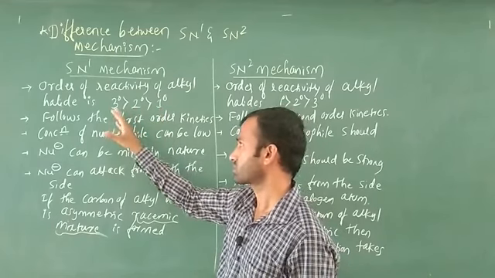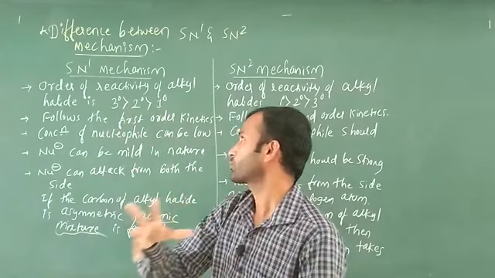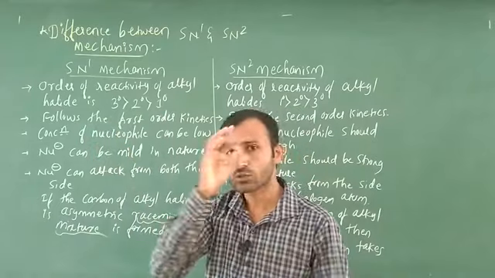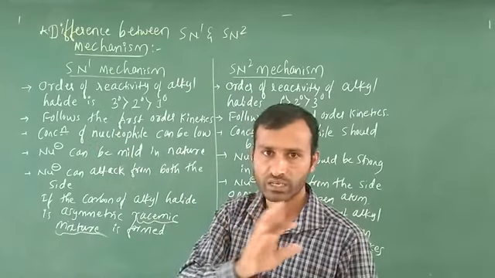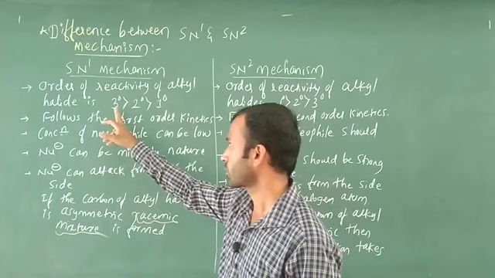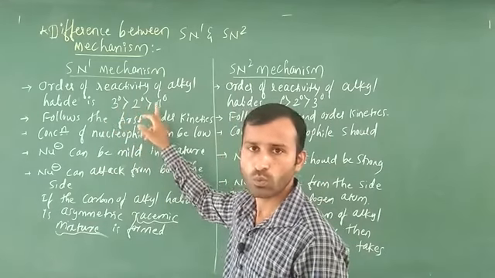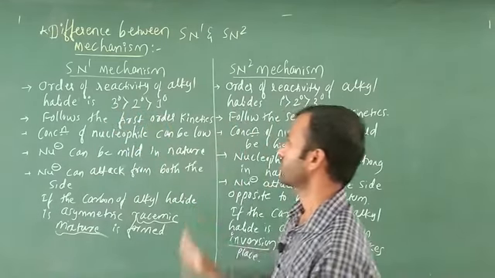In some books people pronounce this as 3 degree, that is also right. Tertiary and 3 degree, both are the same. You can call them 3 degree, 2 degree, 1 degree, no problem. Okay. Next, this is what?